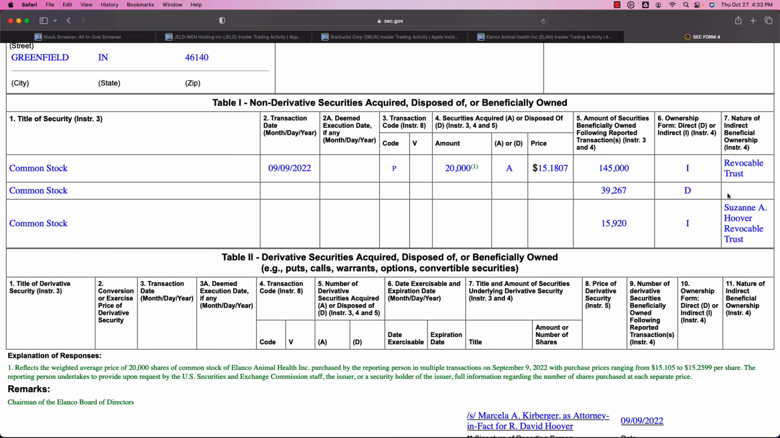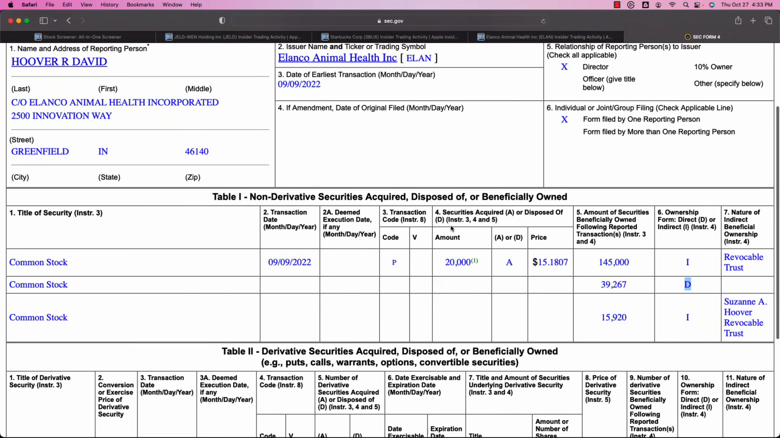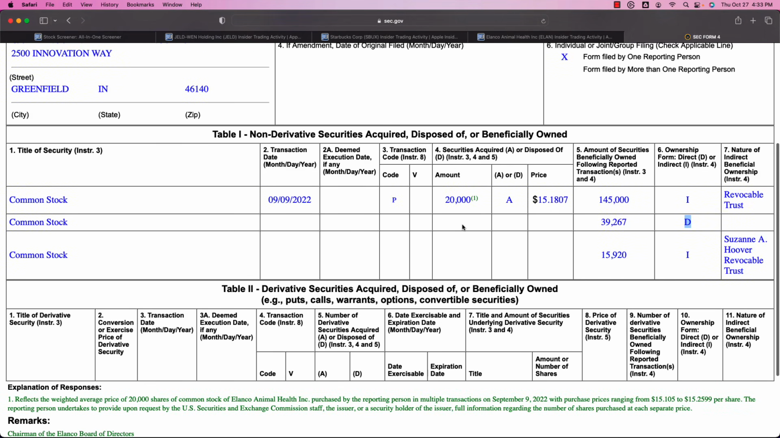They've got 39,000 shares in direct ownership. So that means David Hoover has an account somewhere at Fidelity or Schwab with 39,000 shares of stock in his name. He also has the Susan A. Hoover Revocable Trust. So it's likely his wife has a trust, and that owns 15,000 shares of these. And then he himself has a revocable trust with 145,000 shares. So why is he doing a trust? Well, it's tax purposes. It's all kinds of fancy rich guy stuff. It really doesn't matter. He bought it. It's his. It doesn't matter if he did it in a trust or in his personal account or in his wife's name or in his 401k. He's buying because he thinks it's going higher.